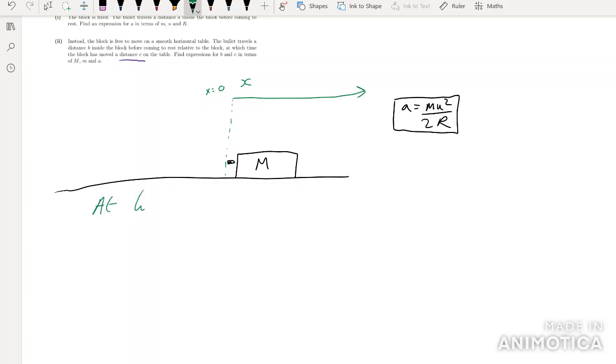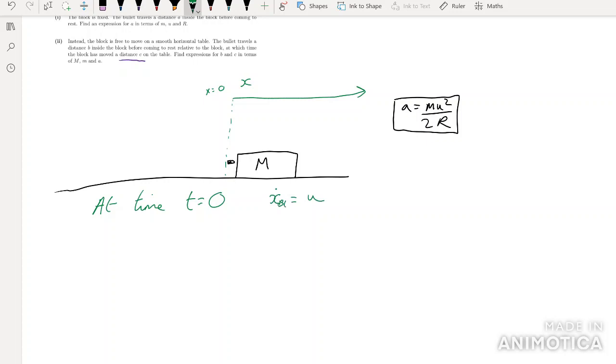At time t equals 0, when the bullet collides with the block, what information do we know? I'm not expecting you to know where we're going with this yet. I'm just showing this is what you would want to do if you're not sure what to do: you just start writing down everything you know. So at time t equals 0, the speed of the bullet is u. Because I want to put everything in terms of x, I can say x dot bullet equals u.